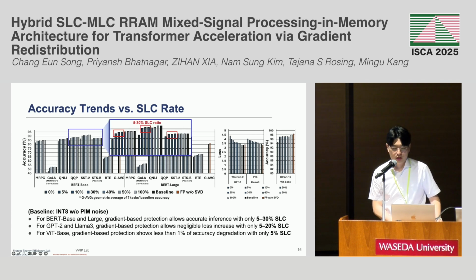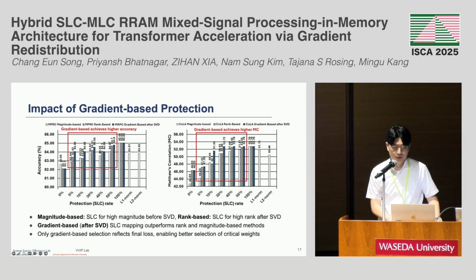So as you can see here, for the encoder model, with the 5 to 30% of the single level cell ratio, we can secure the accuracy, with less than 1% of accuracy degradation. And for the decoder and the vision transformer models, with only 5 to 20% of the single level cell ratio, we could achieve a negligible loss increase for the decoder, and less than 1% of accuracy degradation for the vision transformer model.